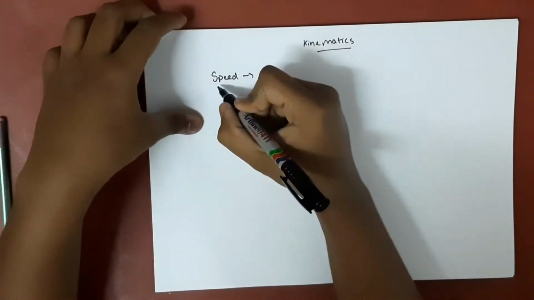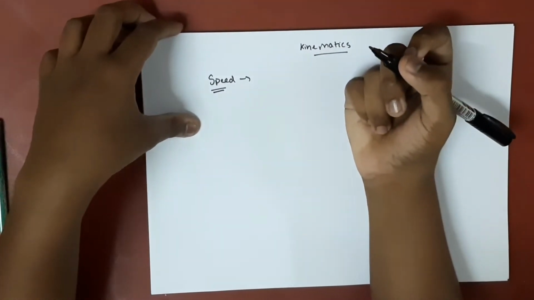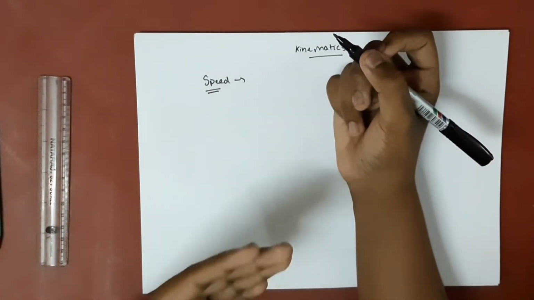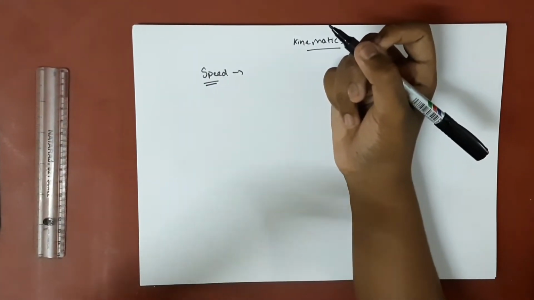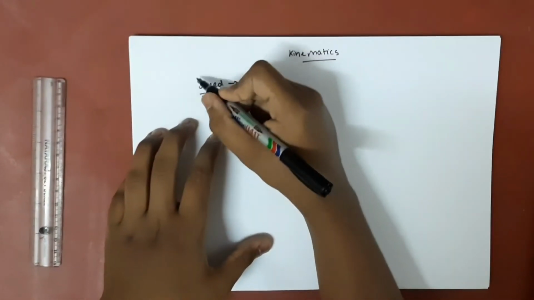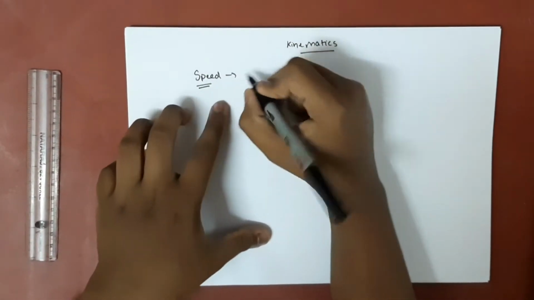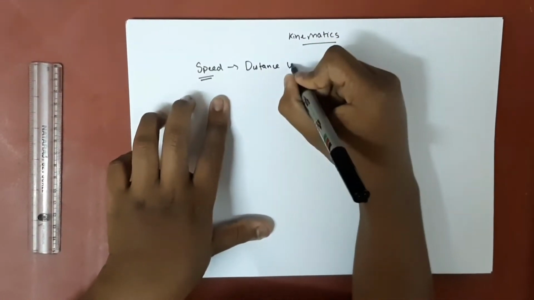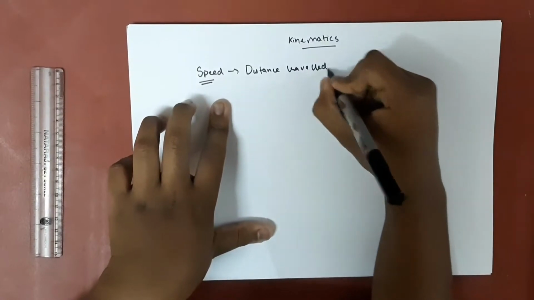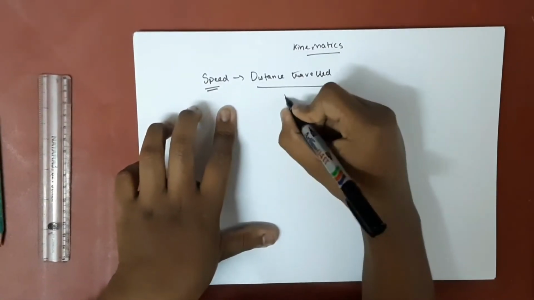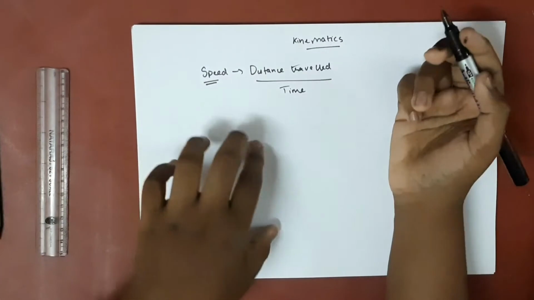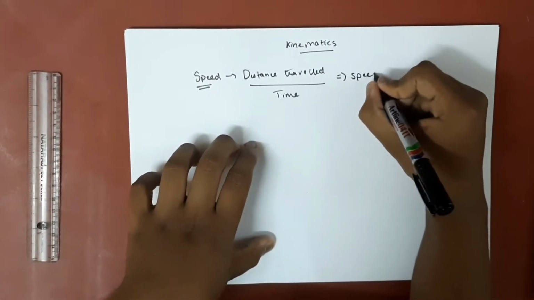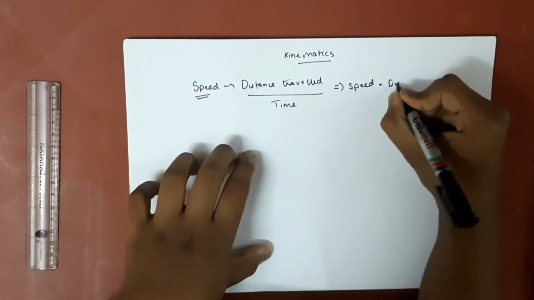Speed is a very common term we use in our regular life. Like if someone's going really fast, we say they're moving at a really high speed. And if they're moving really slow, they say they're moving at a really low speed. So when going into physics, we consider speed as the distance traveled in a certain amount of time. Or as an equation, we can say speed is equal to distance by time.